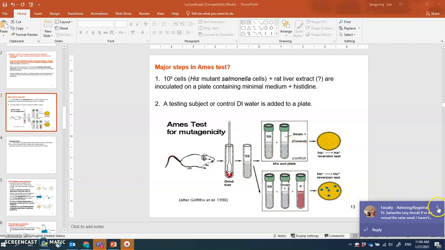That control treatment will also be plated on a plate without histidine. So you'll compare the reversion result between your control and your experimental setup, which has your testing drug in it, and see which one gives you a higher rate of reversion. That's how this Ames test works.